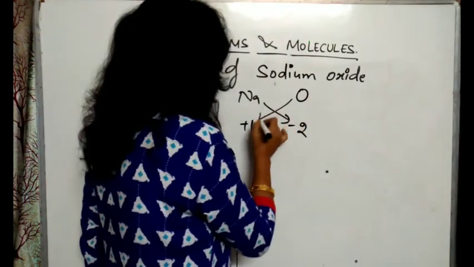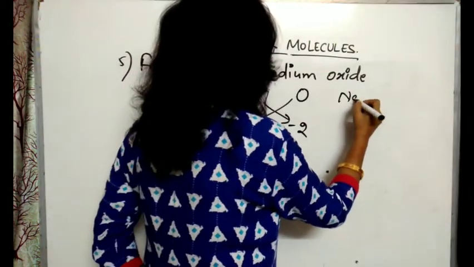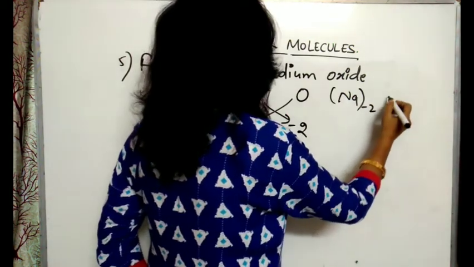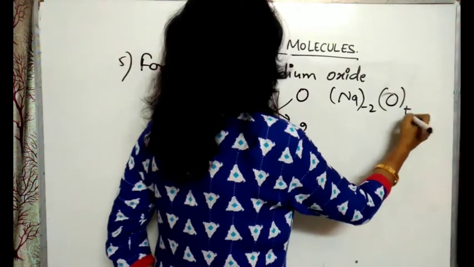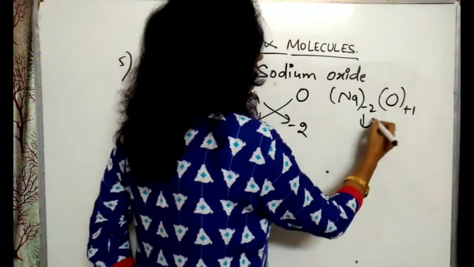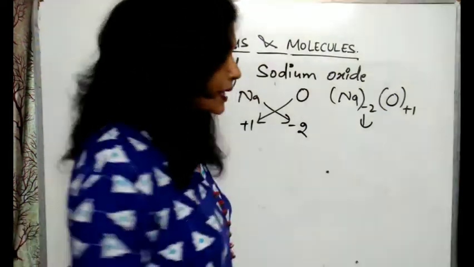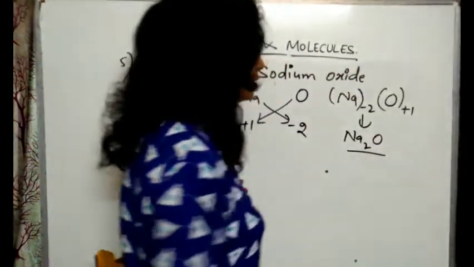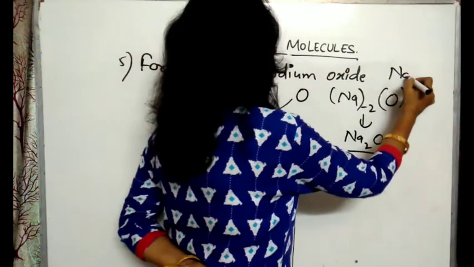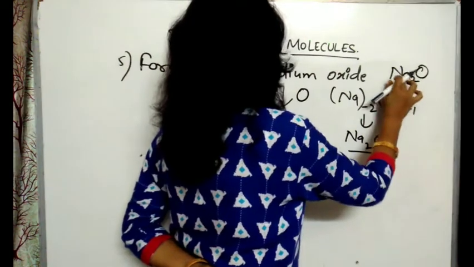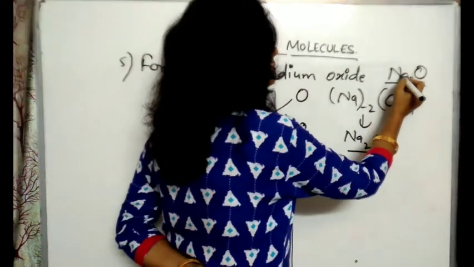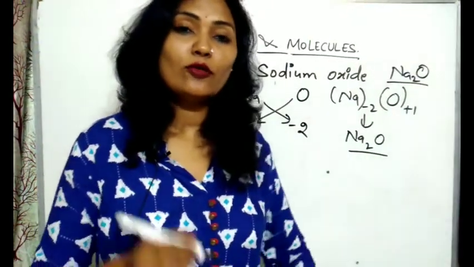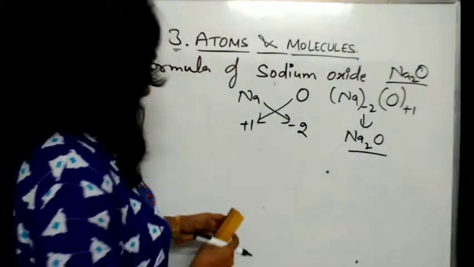You will cross over the valency. What will you write? Na -2 O +1, okay. Now just take off the brackets and write Na2O, ignore the 1. So our formula is Na2O. So this is the formula of sodium oxide, okay. So like that you can make the formula of each and every compound, okay.